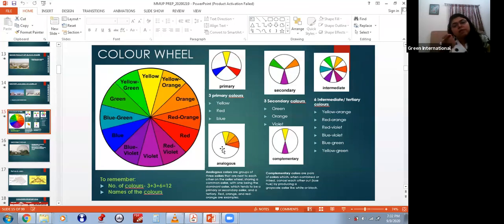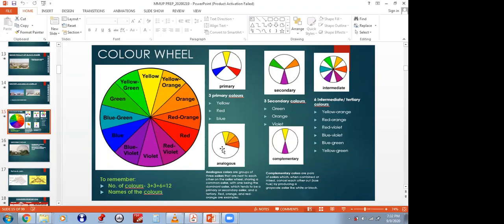So the colors that you have to remember that are on the color wheel are 12, for the exam only. There are 12: 3 primary, 3 secondary, and 6 tertiary. So in total, there are 12 colors. Okay.